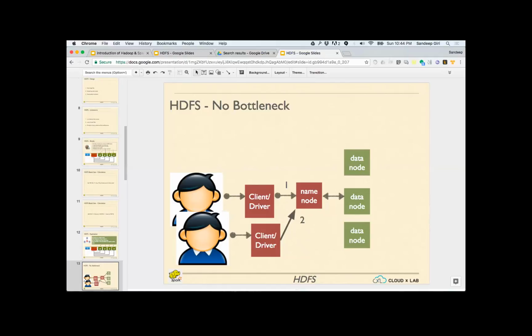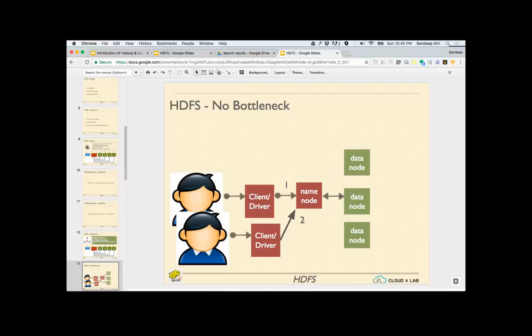A question from Pradeep. In which situation does the name node share the list with the client? So whenever a client comes to the name node saying, give me this file, name node shares the list of blocks, and then the client starts directly talking to the data node. Okay? Did it make sense?